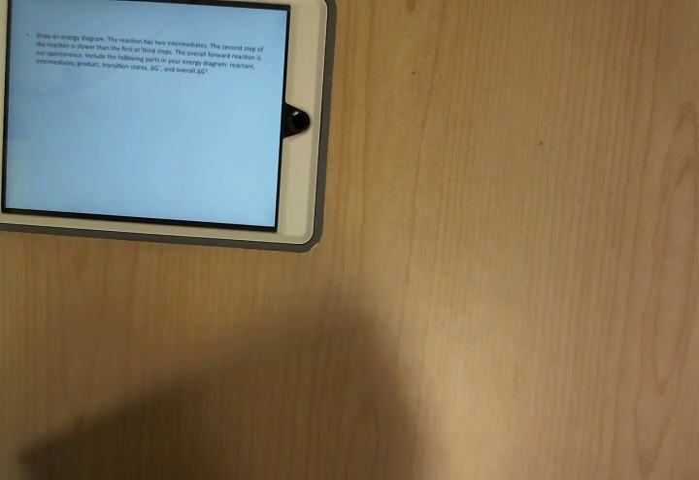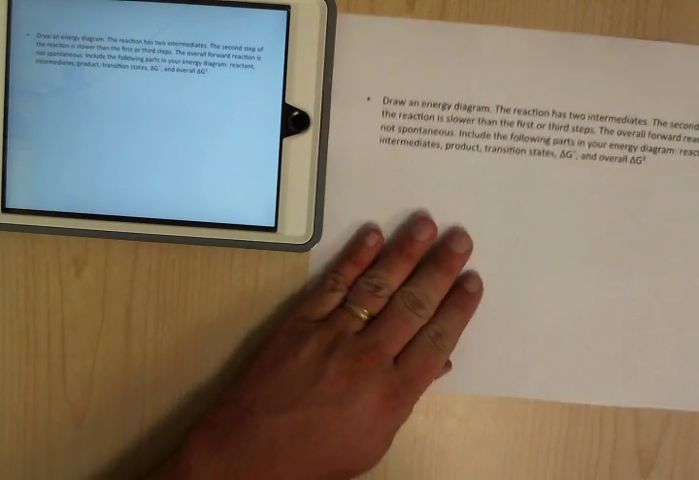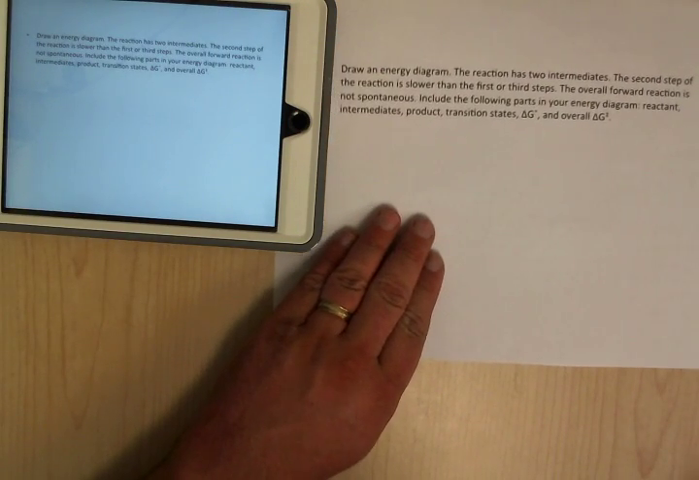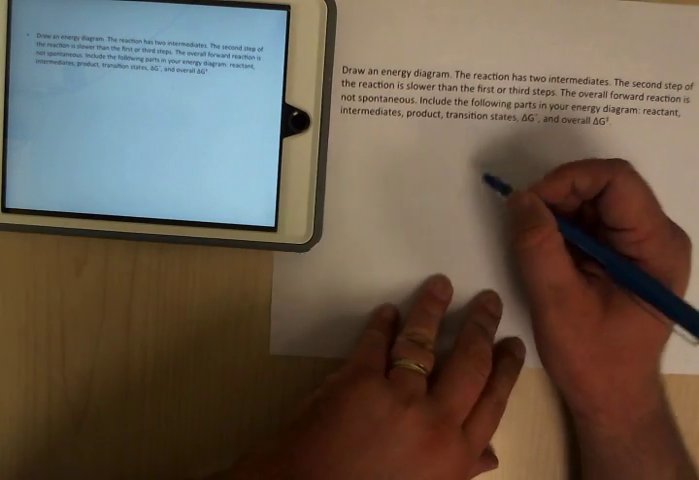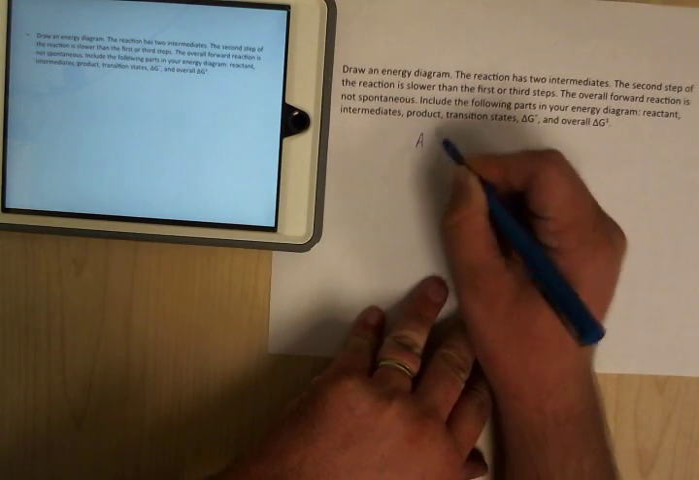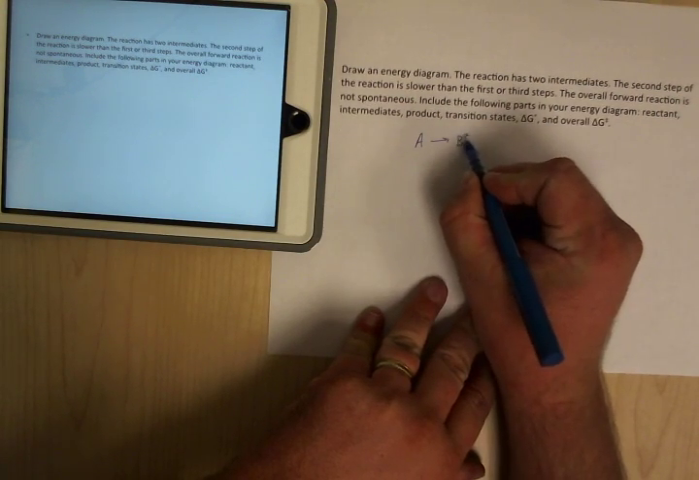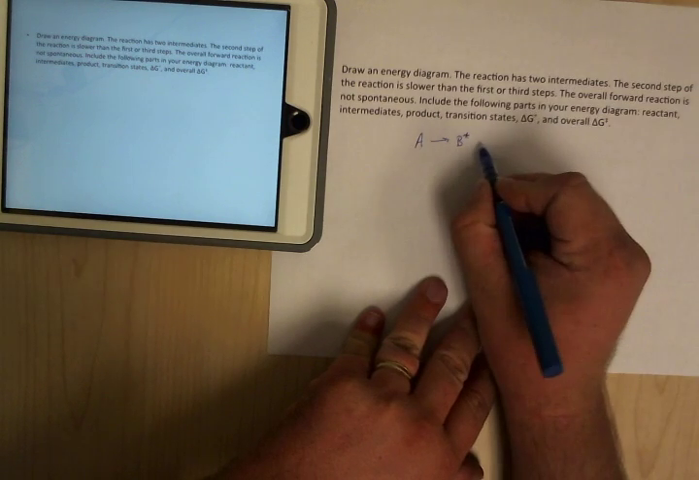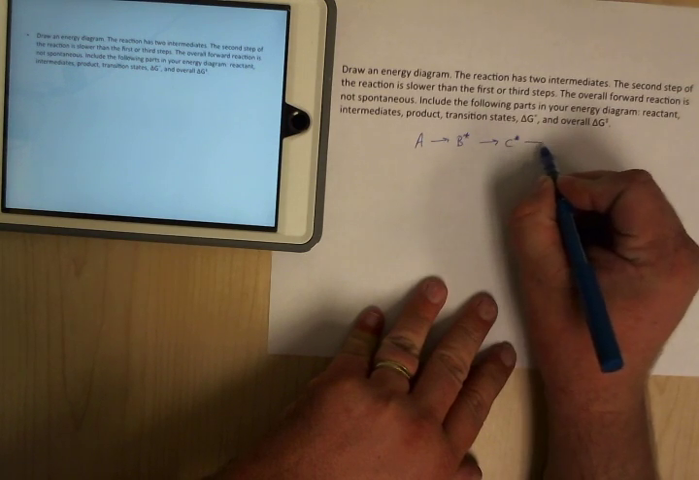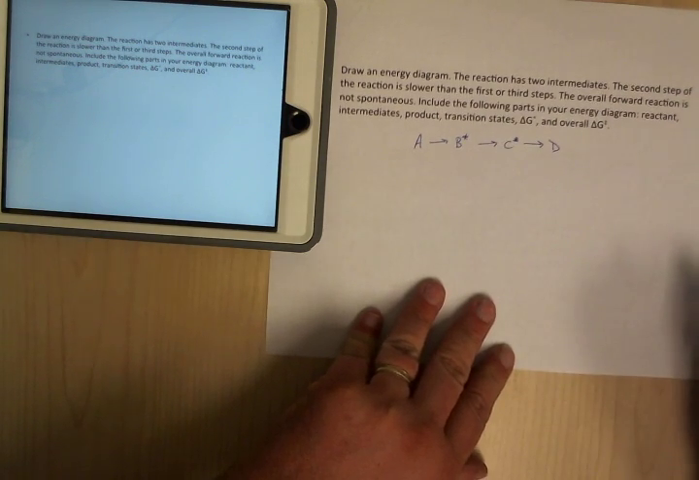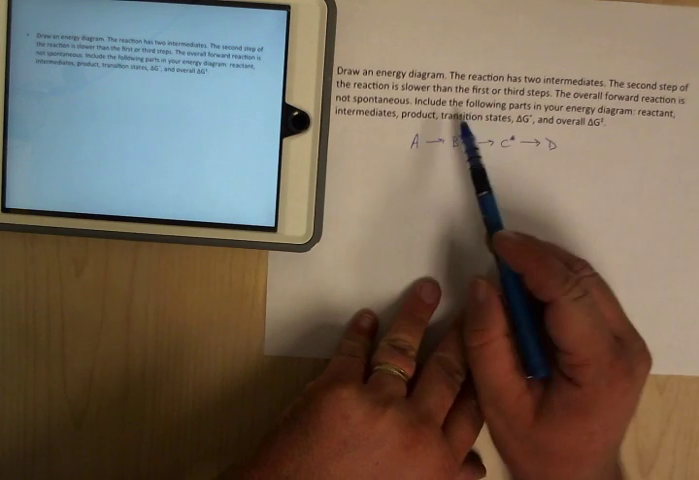Okay, next up, draw the reaction diagram. There's a couple things. One, I'll actually show you this on the test. I forgot to include this on here. It'll say like A to B to C to D. There are 2 very important things you have to look at.